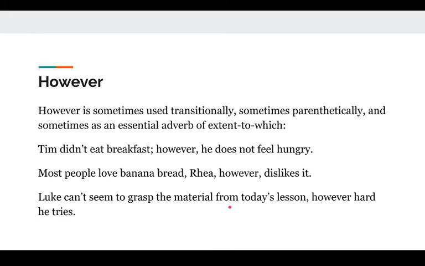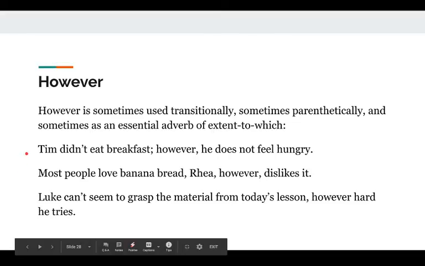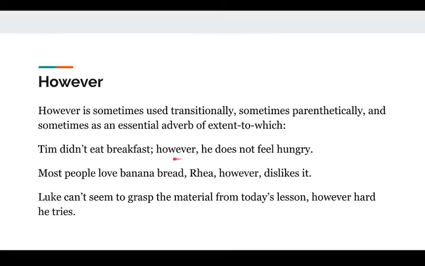So just some things about the word however specifically. However is sometimes used transitionally, sometimes parenthetically, and sometimes as an essential adverb of extent to which. So in these sentences, it just shows how however can be used in different ways. So it can be used as a transitional adverb here.